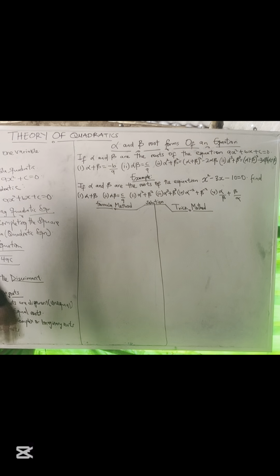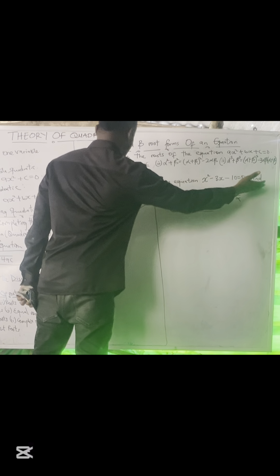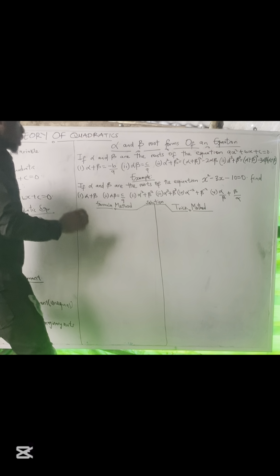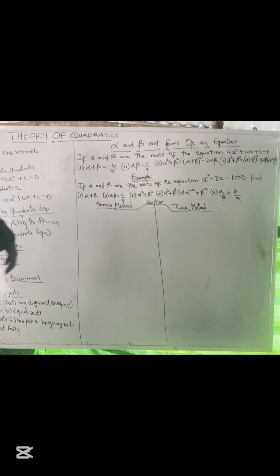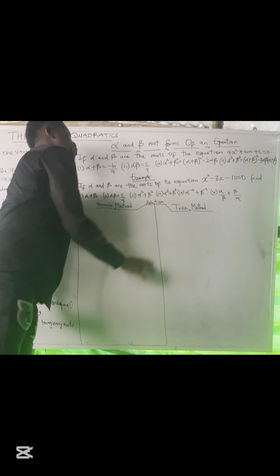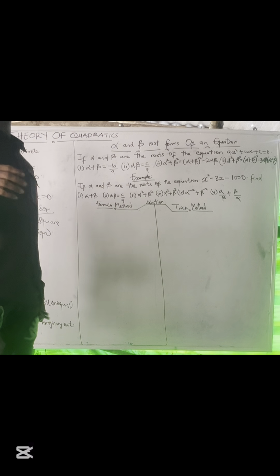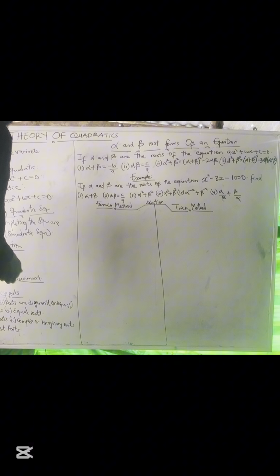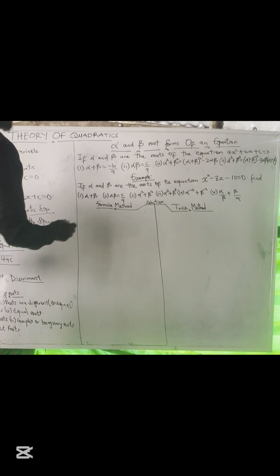They say that if alpha and beta are the roots of this equation, find alpha plus beta, all these. We can use the formula method, we can use the trick method. The trick method is going to be more useful for you when you don't remember the formula of either this or this. So now let's do this one. We firstly use the formula method.